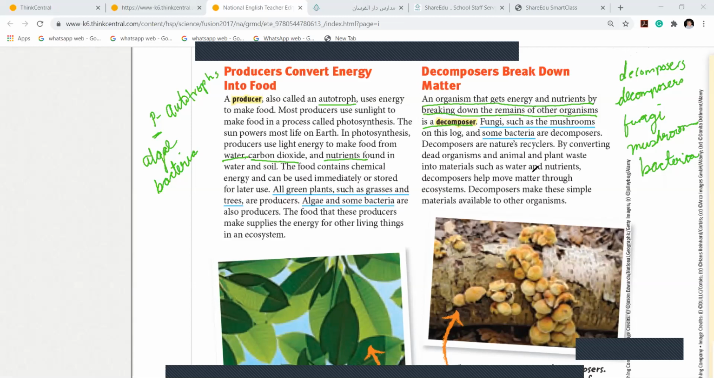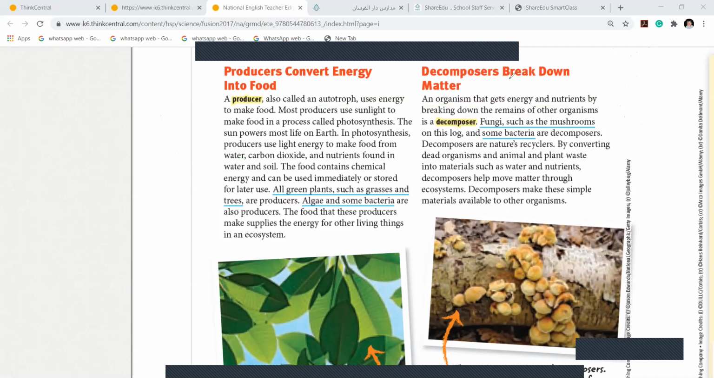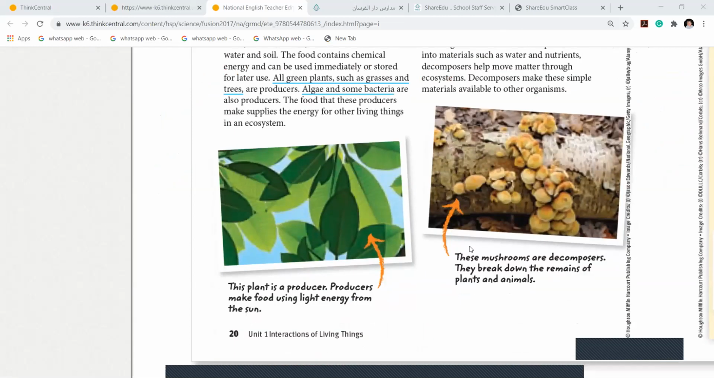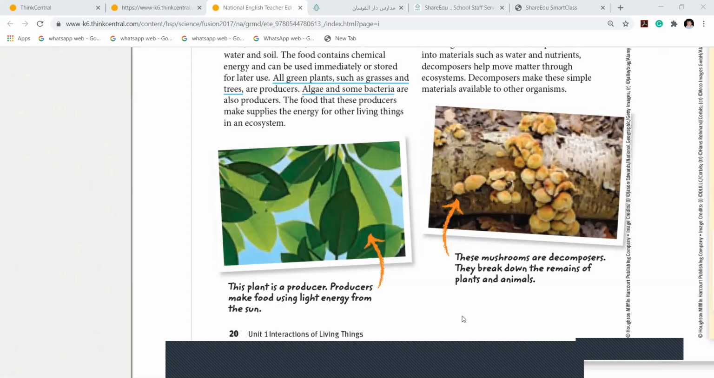Decomposers are nature's recyclers. By converting dead organisms and animal and plant waste into materials such as water and nutrients, decomposers help move matter through the ecosystem. Decomposers make this simple material available to other organisms. Now here, these mushrooms are decomposers. They break down. Girls, when I say decomposers, you must know they break down the plants and animals. Okay, and next.